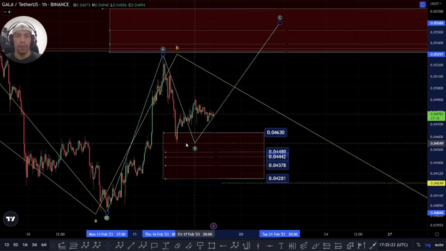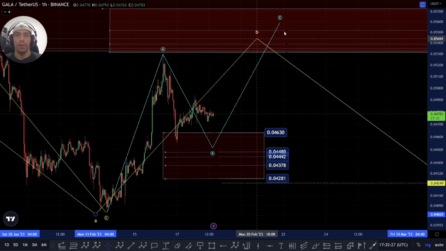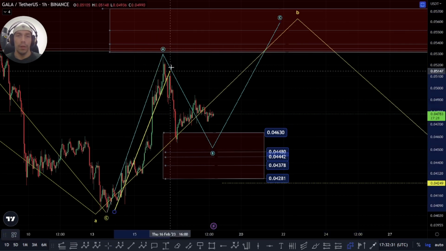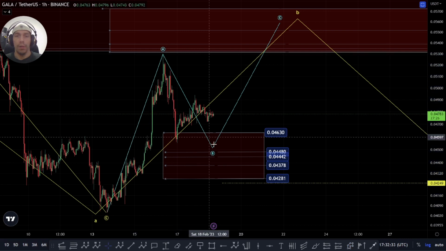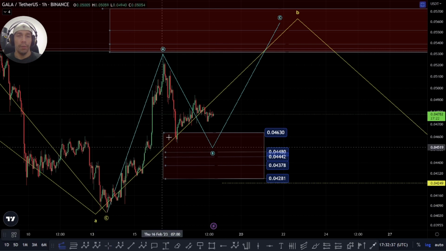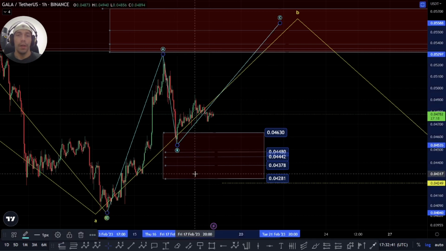We can either say that this B wave, like I said, is either completed here and we're starting that C wave, or the B wave is still in progress. And what we'd be looking for then is the possibility that this is an A wave, a B wave, and a C wave to the upside. So we can also argue that this B wave could potentially be completed here. However, it could also look to progress down one more time.